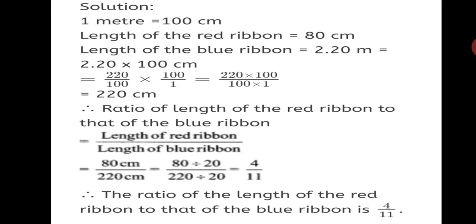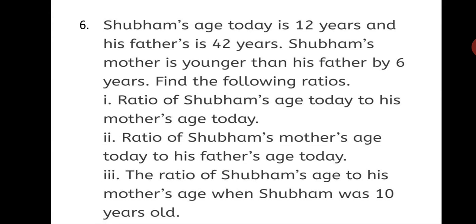The last word problem, question number 6. Shubham's age today is 12 years and his father's is 42 years. So Shubham's age is given today and his father's age. Shubham's mother is younger than his father by 6 years. That means 42 minus 6 will be mother's age. Okay. So we have to find the following ratios.